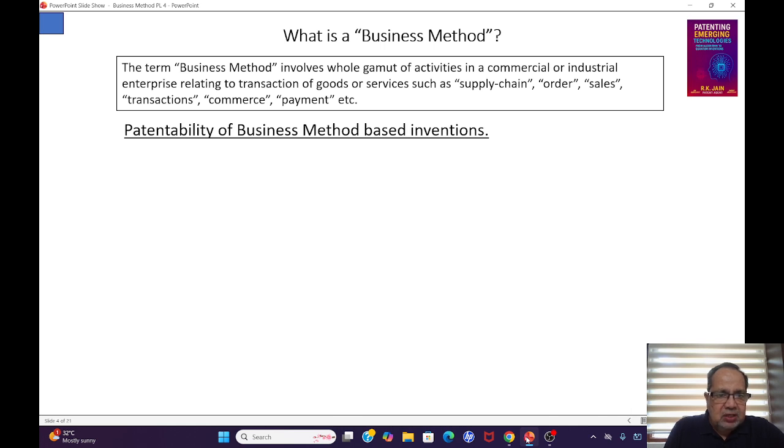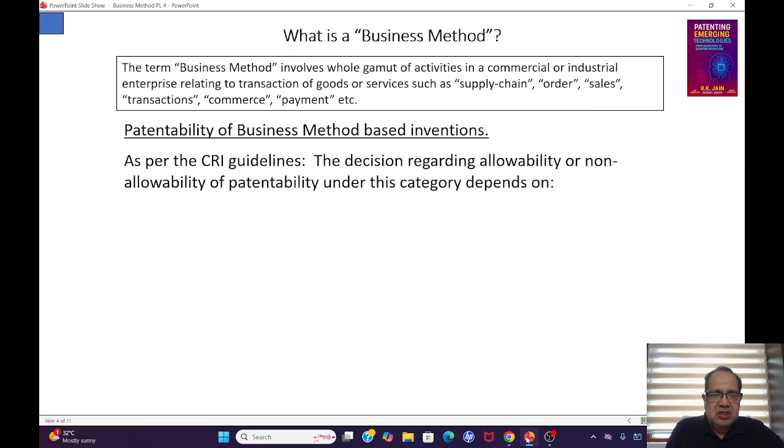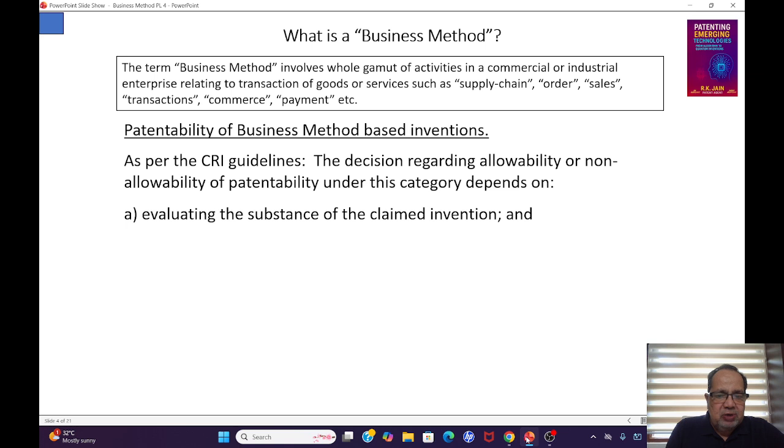Now, with regard to the CRI guidelines, let us consider how we go about the patentability if we have a business method based invention. The methodology outlined in the CRI guidelines is that to decide whether the given invention is patentable or non-patentable, we will depend on firstly evaluating what that claimed invention is actually claiming, that is the substance of the claimed invention, and after defining the substance, what is the core contribution which that claim is making for that invention.